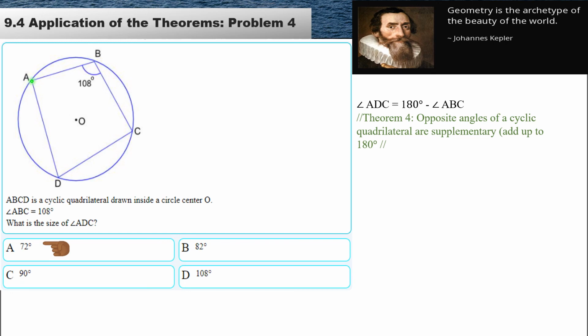Is it a cyclic quadrilateral? Well, all 4 points on the quadrilateral are touching the circumference, so yes, it is a cyclic quadrilateral. So theorem 4 says opposite angles of a cyclic quadrilateral are supplementary, meaning that they add up to 180. So that is the reason for this calculation. 180 minus 108, which was the size given for angle ABC, will work out to 72 degrees, and hence A is our answer.